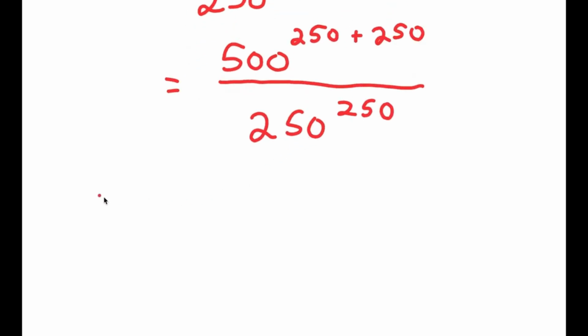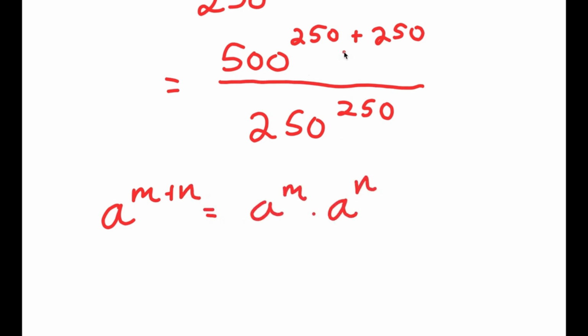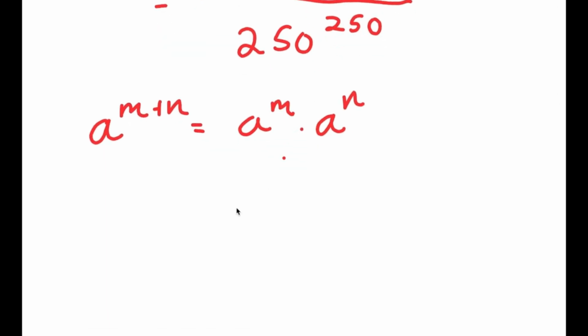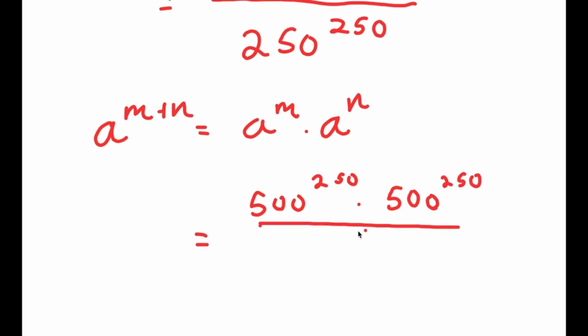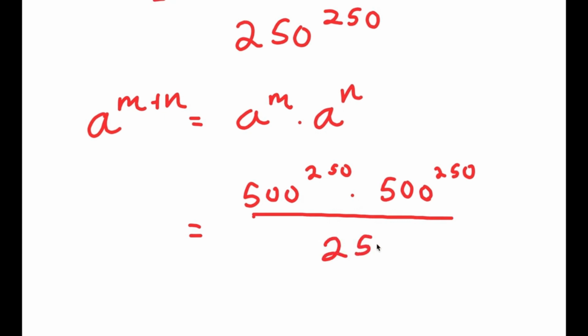Now, if I have something in the form a to the power of m plus n, this is equal to a to the power of m times a to the power of n. So 500 to the power of 250 plus 250 is going to equal 500 to the power of 250 times 500 to the power of 250, and I have all of this over 250 to the power of 250.